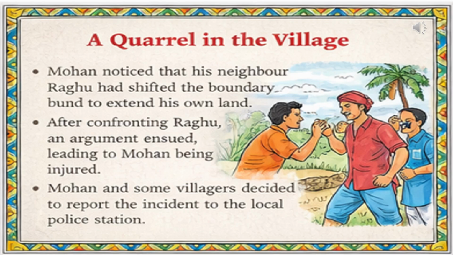Mohan lived in a village and noticed that his neighbor Raghu had shifted the boundary bund to take extra land. Mohan questioned him, but an argument started and Mohan got injured. After this, Mohan and some villagers went to the police station to report the matter. This story shows that land disputes are common in villages and need proper rural administration to solve them.